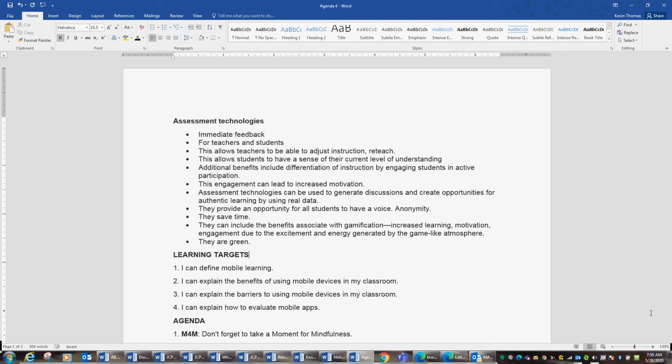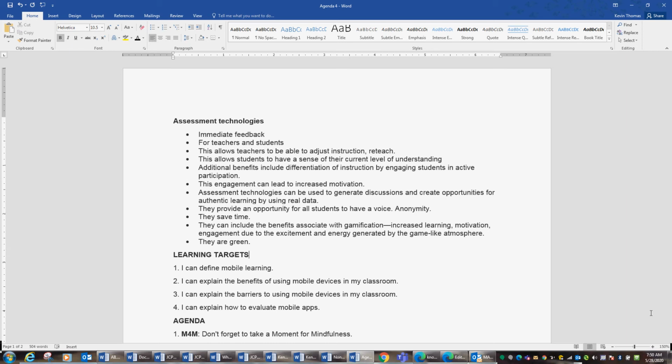Okay, they provide additional benefits. Assessment technology provides an opportunity for all students to have a voice. So again, if you're using those popsicle sticks or you're calling on students, oftentimes you have students in the classroom who want to dominate the discussion or answer all the questions. This allows everyone to answer, especially students who may be shy. It also allows them to answer maybe more truthfully than they possibly would because it can be anonymous.